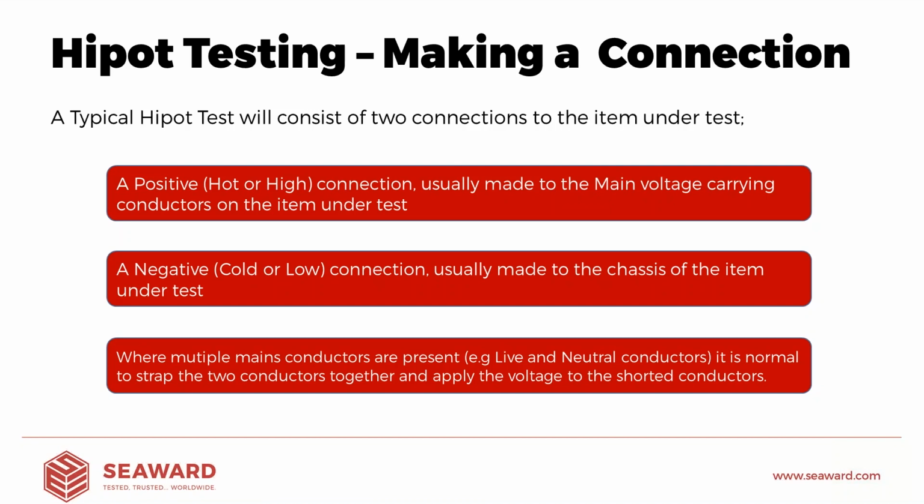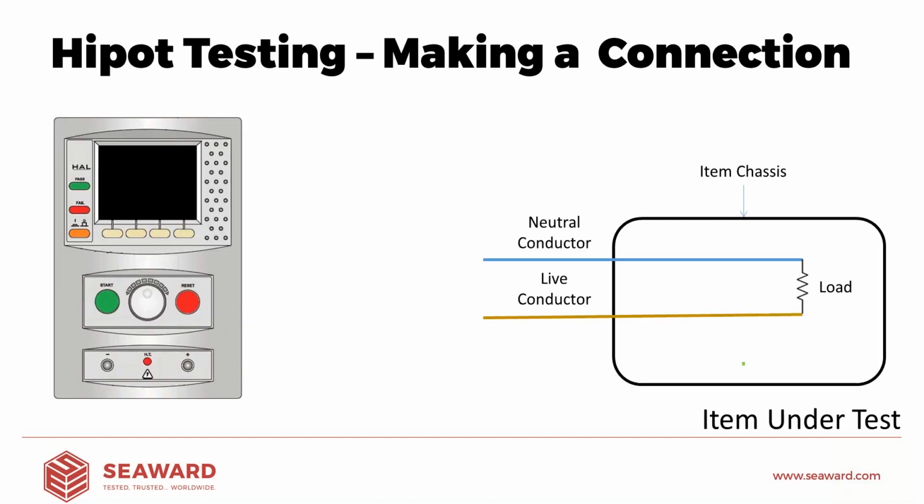So it depends on the connection method you have and how your tester works, but you could certainly make both connections or make manual shorting connections. So let's have a look at exactly how that potentially works. So here you'll see we have a Hipot tester and we have a diagram of our product under test. You can see we have a neutral conductor, we have a live conductor that flows through the load, and then we have the chassis of our product.